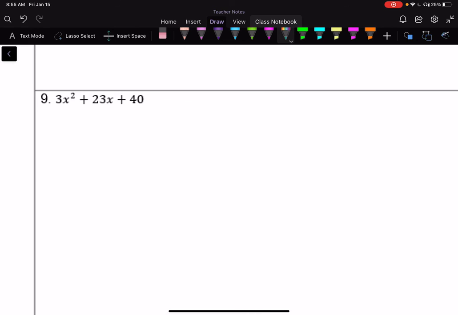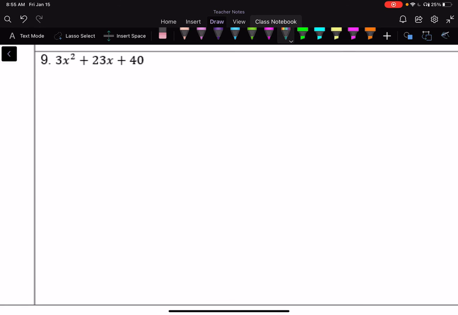Moving on to number 9. First thing that I need to do is check for a GCF. The only possible GCF here is 3. So I'll take 23, divide it by 3, and it does not give me a whole number. So I do not have a GCF here, so we can go straight to my A times C chart. A times C is 120, and my B value is 23. So in my table, I'll do 120 divided by x to find all of my factor pairs.